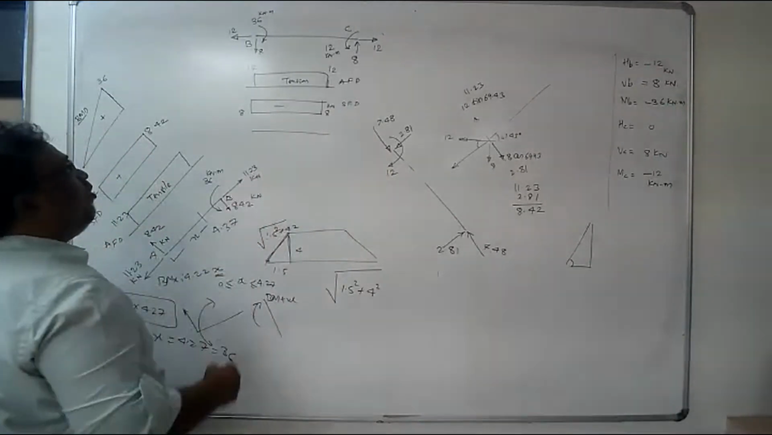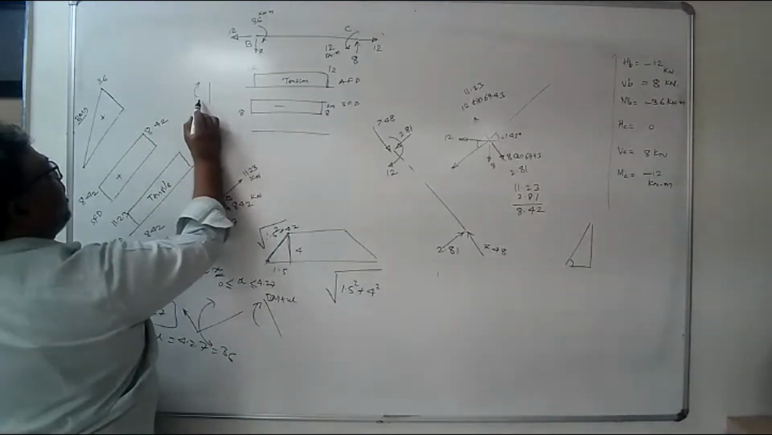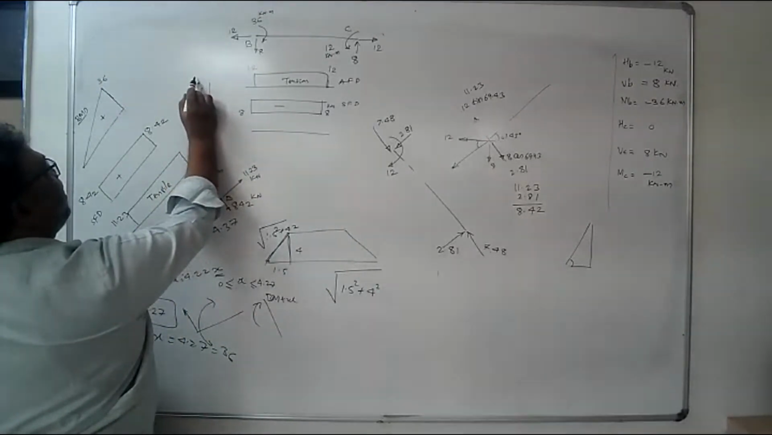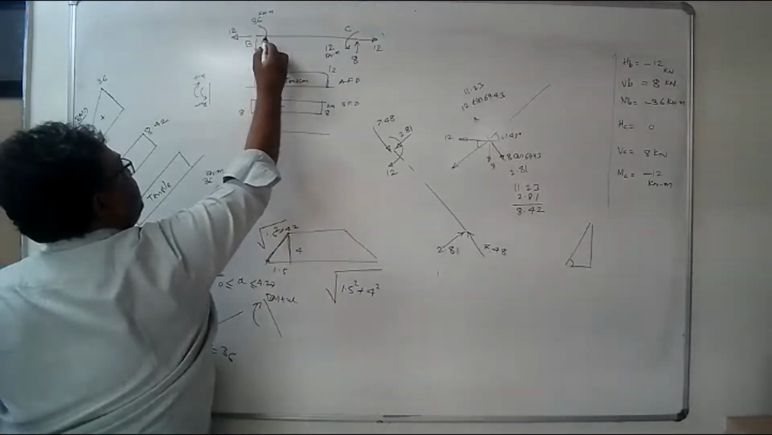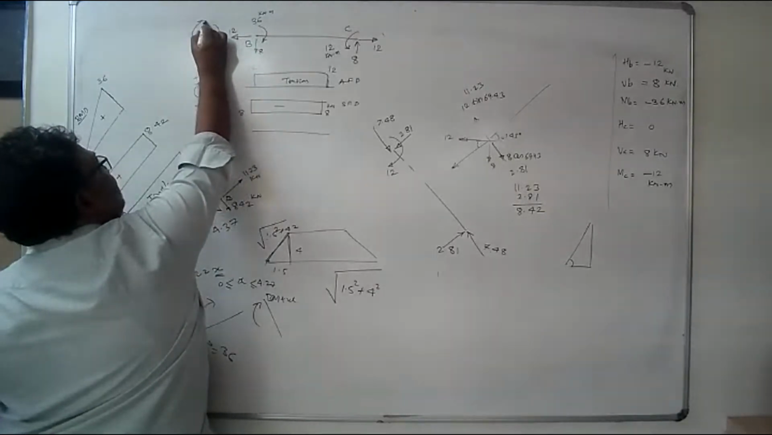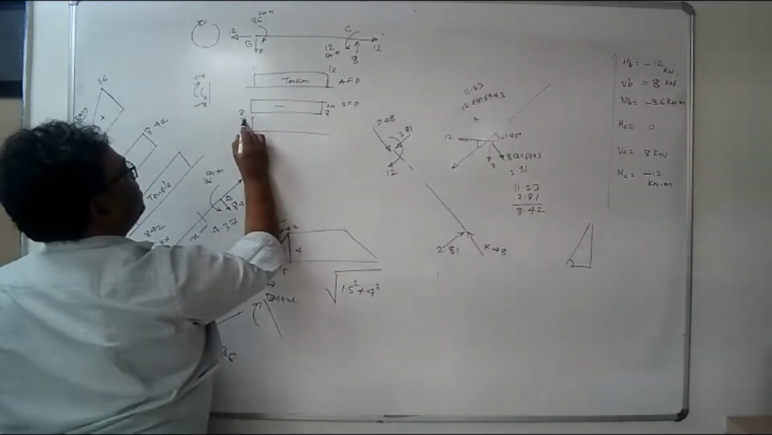नाउ व्हाट अबाउट द बेंडिंग मोमेंट डायग्राम? देखिए, बेंडिंग मोमेंट डायग्राम ऐसे पॉजिटिव रहेगा और ऐसे निगेटिव बेंडिंग मोमेंट रहेगा. दिस इज पॉजिटिव, दिस इज निगेटिव. सो दिस बेंडिंग मोमेंट 36. देखिए, ये ऐसे घूम रहा है, इसका मतलब ऐसे जाएगा अबाउट दिस पॉइंट. सो इट हैज टू बी अप. दिस इज 36.